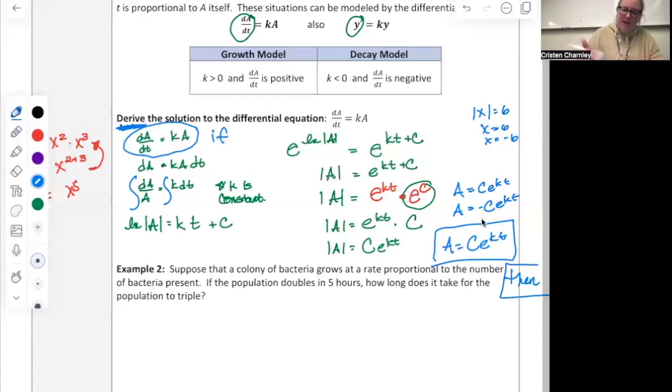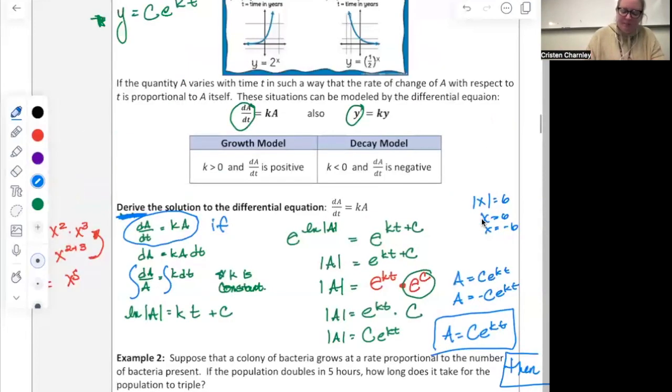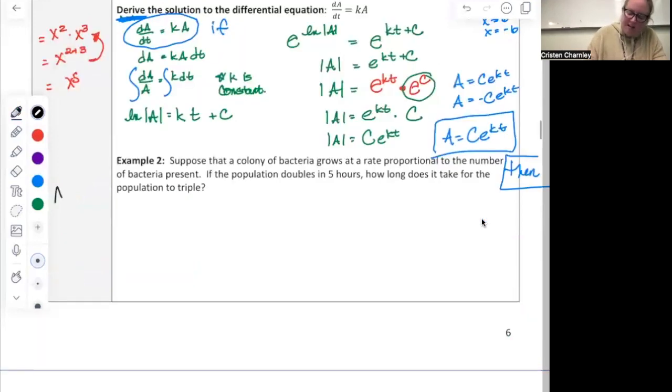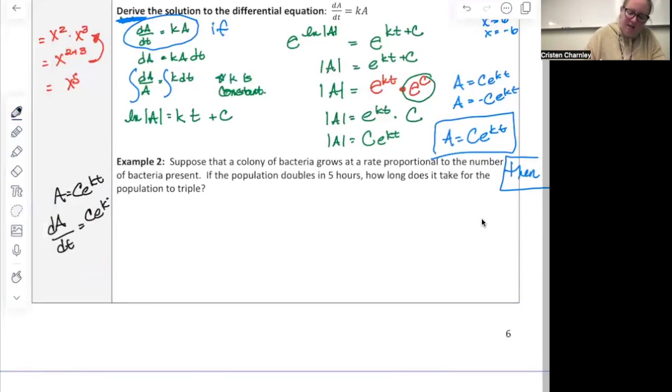The counter to that, or the opposite side, just to show you, I'll do it over here. If A is equal to Ce to the kt, I find the derivative dA/dt. The derivative would be Ce to the kt times k. Well, I know that Ce to the kt is the same thing as A. So dA/dt is going to be A times k. Just like we had up here.